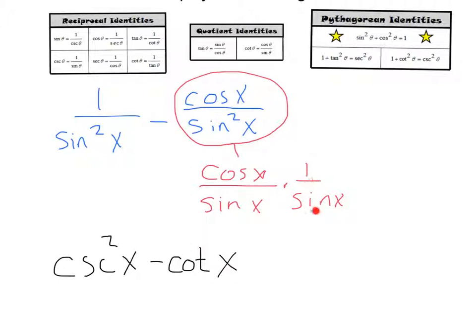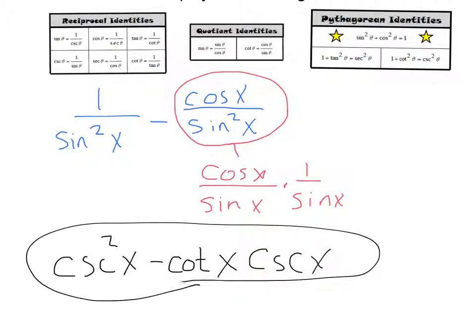Instead of minus cosine x over sine x, I'm going to write minus cotangent x. Then I have 1 over sine x. Again, that looks like my cosecant x, and I could write that there, cosecant x. Now that my fractions have been eliminated, I have completed my goal, and we'll say that this is simplified.